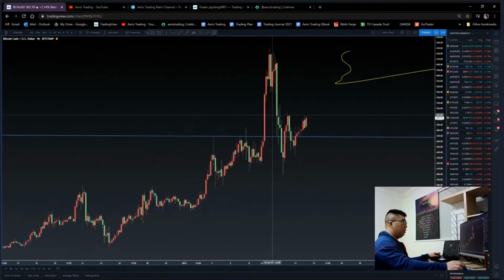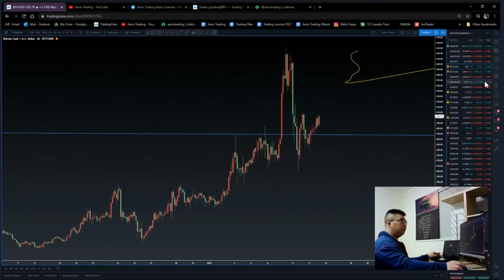Nothing is ready yet. I don't really see much here on the lower time frame.